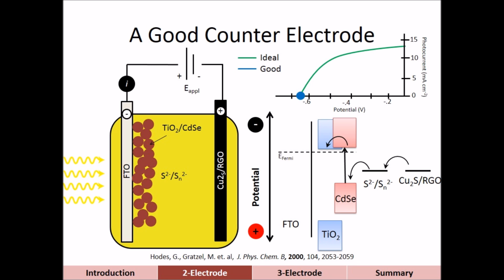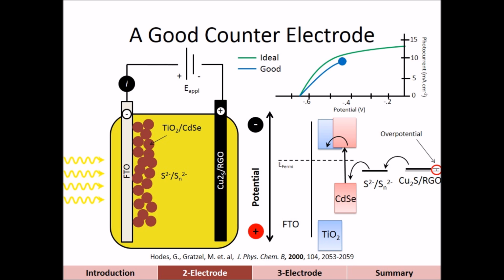Now instead of an ideal counter electrode, let's look at the case where we have a very good counter electrode. Say the same copper sulfide RGO counter electrode developed in our lab. This electrode works with very little overpotential. In this case at VOC, since there's no current flowing in the cell, the potential of this electrode is the exact same as that of the ideal electrode, so our VOC does not change.